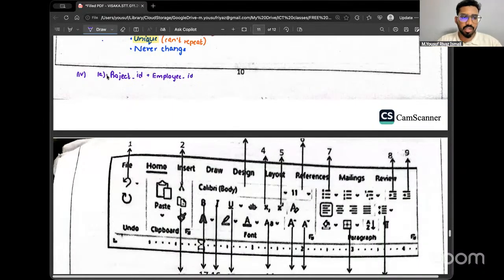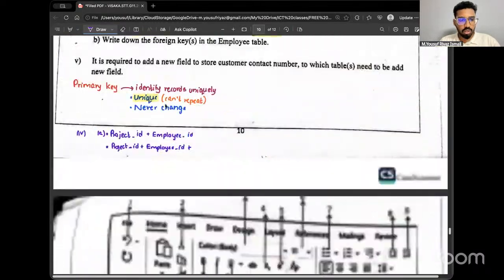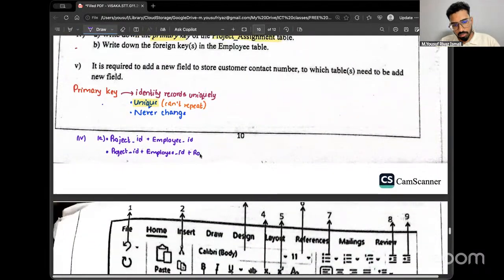This answer is valid if one person is going to work only as one role. But if one person is going to have multiple roles in the same project, then you have to use all three columns. If you mention both the answers, both are correct. Only project ID and employee ID together is correct, or else project ID plus employee ID plus role, all three together, is also correct.